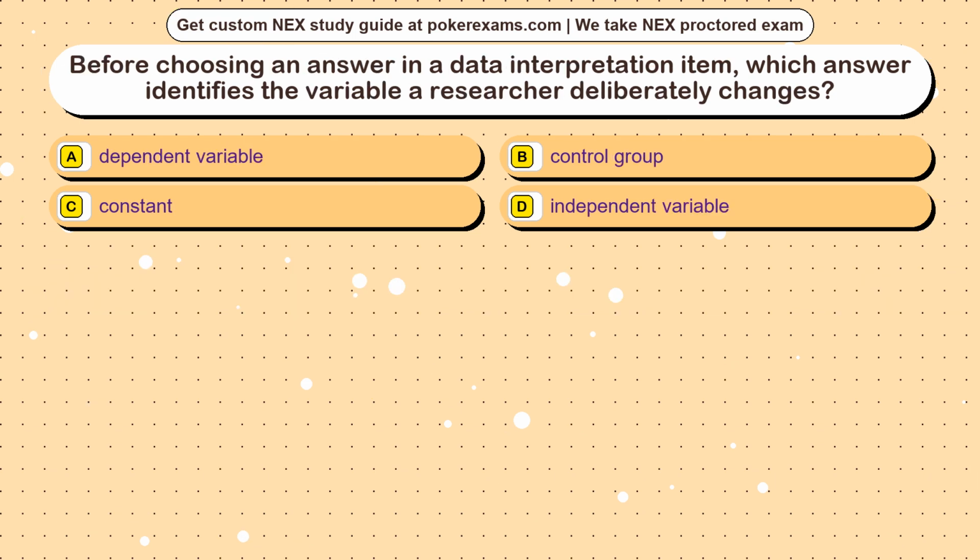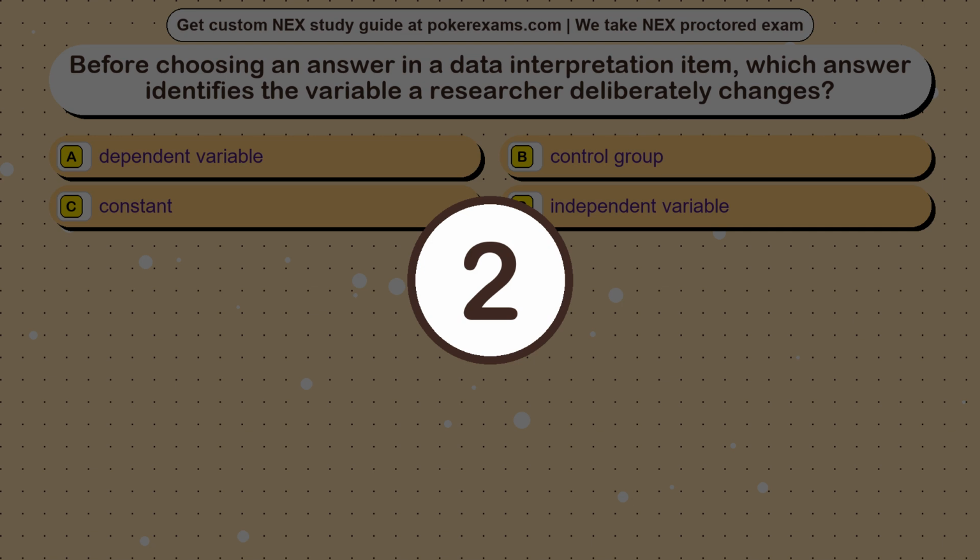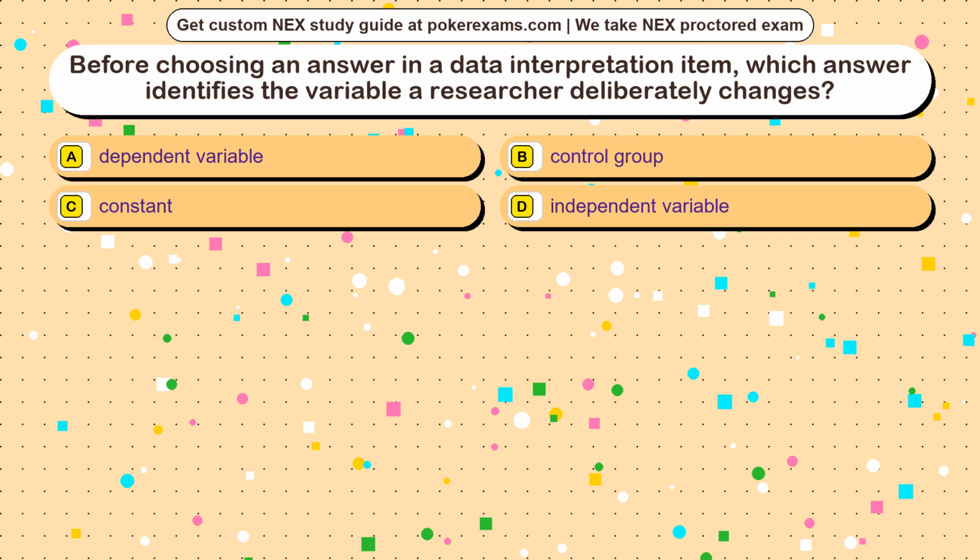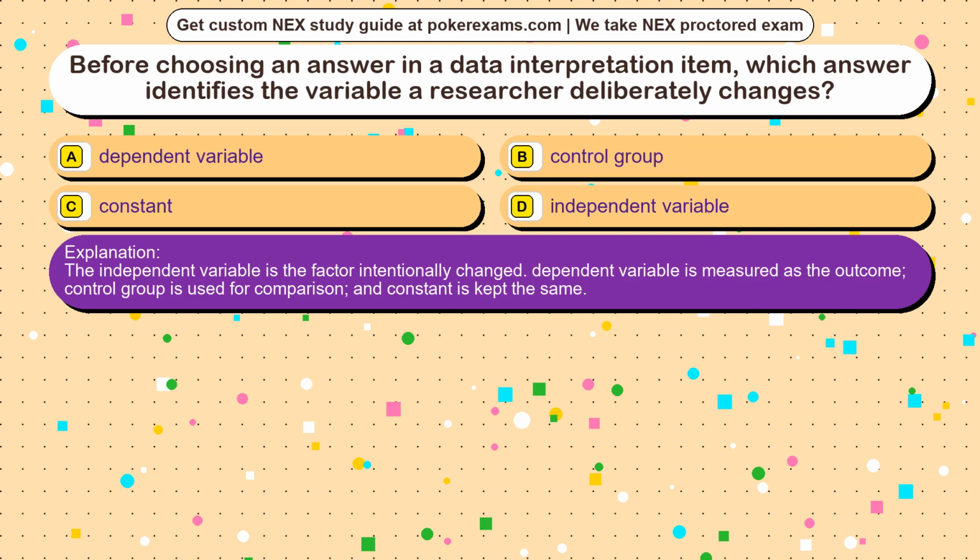Question 9. Before choosing an answer in a data interpretation item, which answer identifies the variable a researcher deliberately changes? Option A, dependent variable. Option B, a control group. Option C, constant. Option D, independent variable. The correct answer is option. The independent variable is the factor intentionally changed. Dependent variable is measured as the outcome, control group is used for comparison, and constant is kept the same.